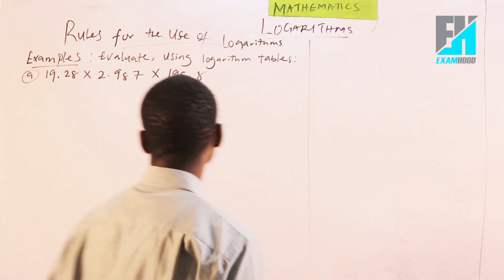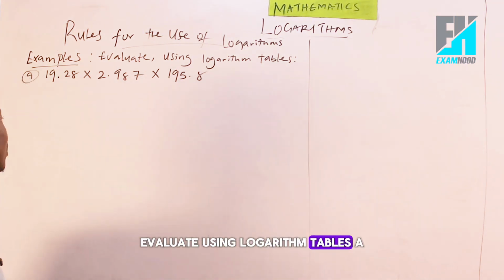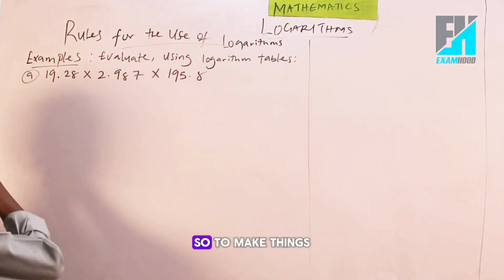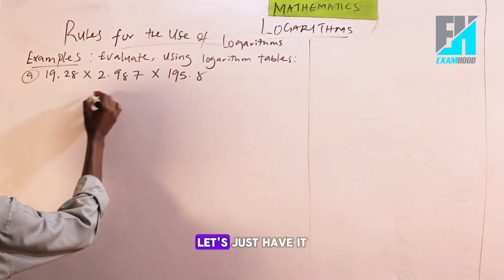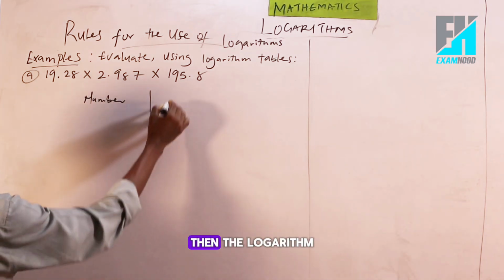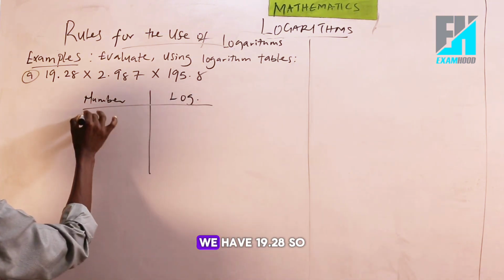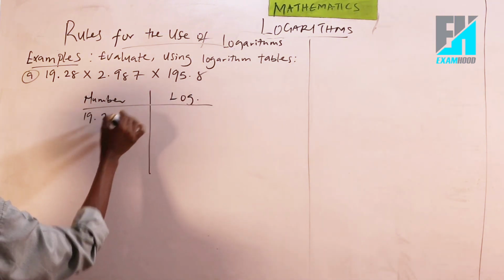Now we have this example. Evaluate using logarithm tables. So to make things easy for us, let's just have it like this: number, then the logarithm. Okay, the first one we have is 19.28.